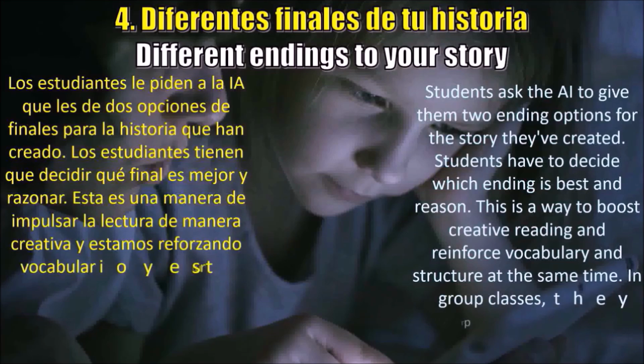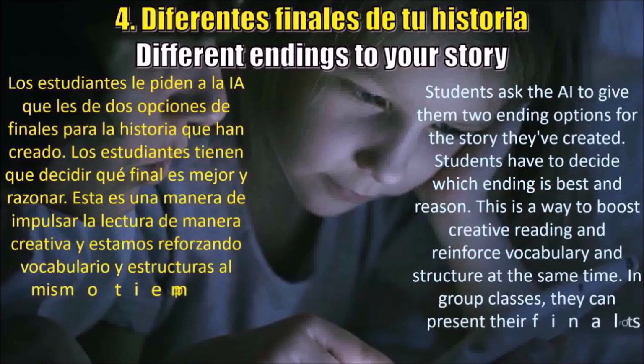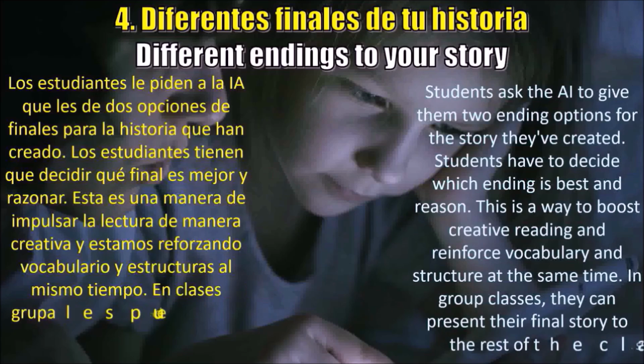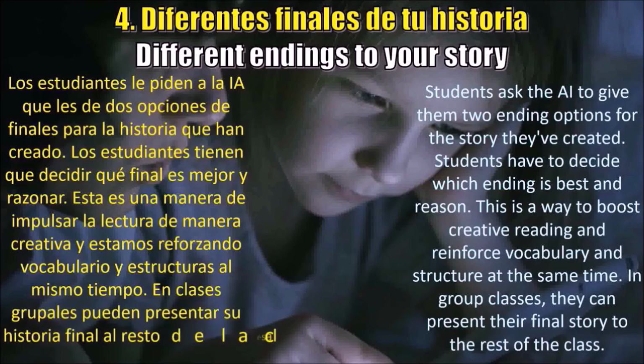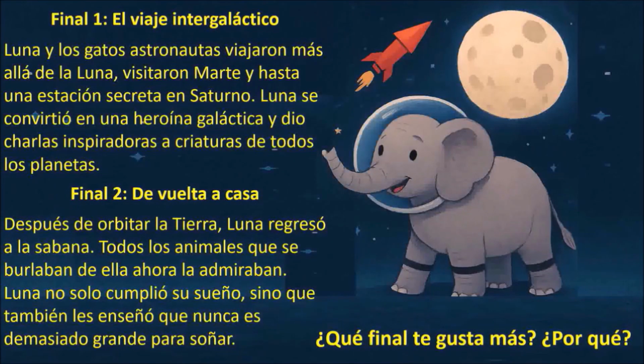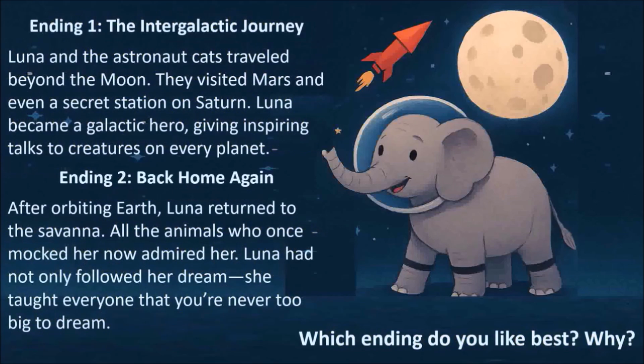In group classes, they can present their final story to the rest of the class. This is a fantastic activity for students to discuss their opinion and justify their reasons. You can see here the 2 endings generated by the artificial intelligence in Spanish and English. Students will need to decide which ending they liked best and why.